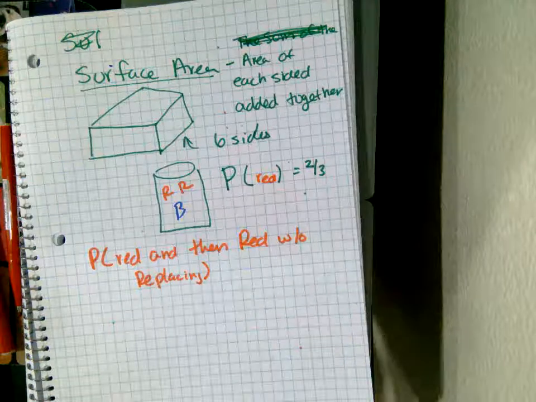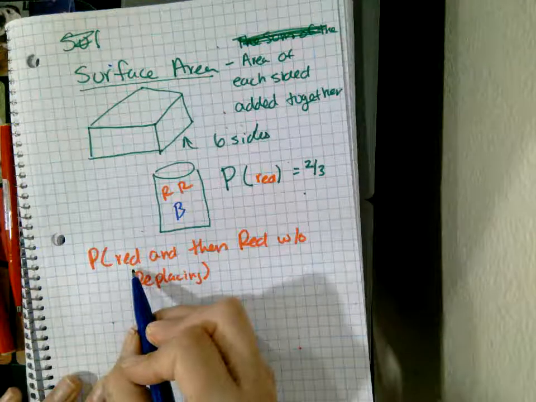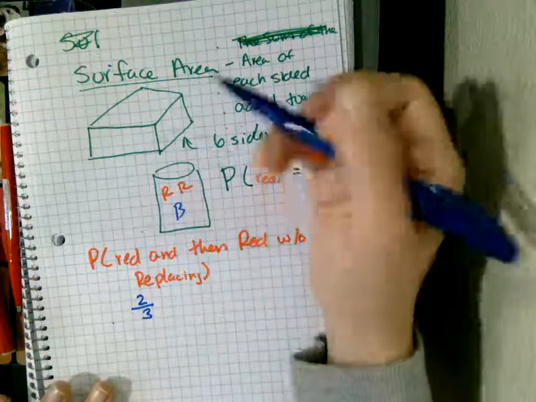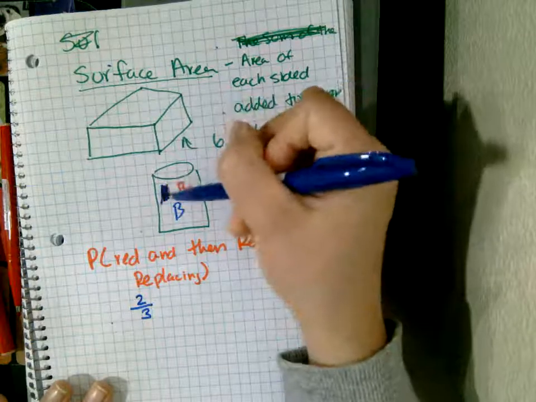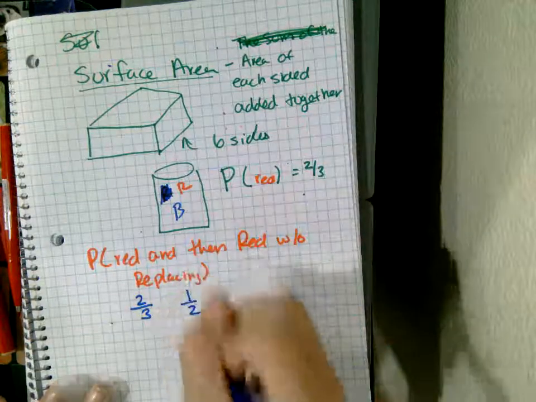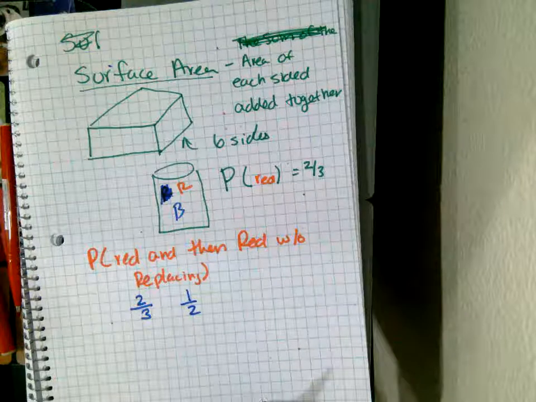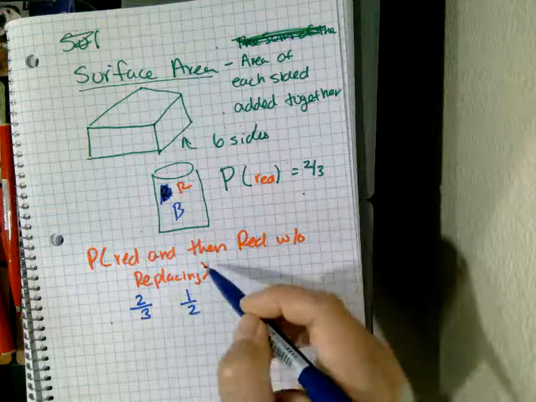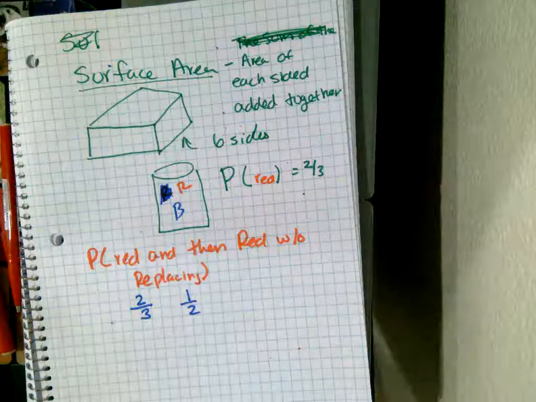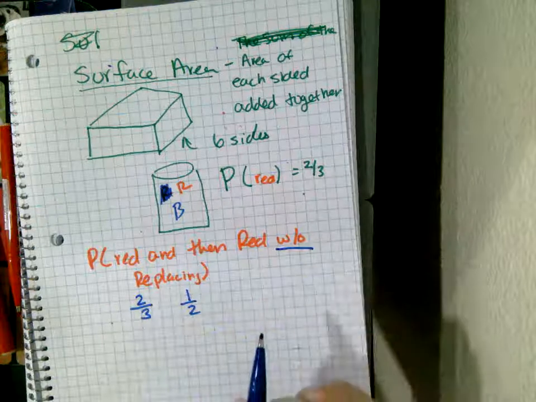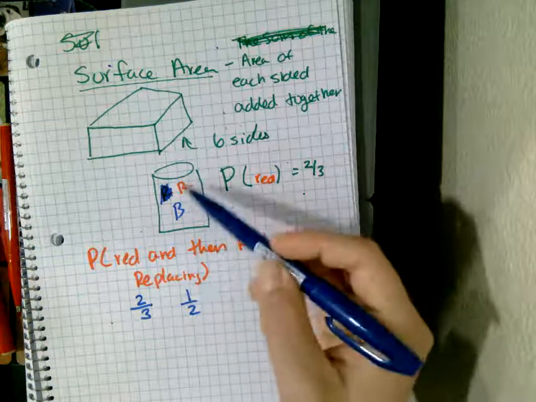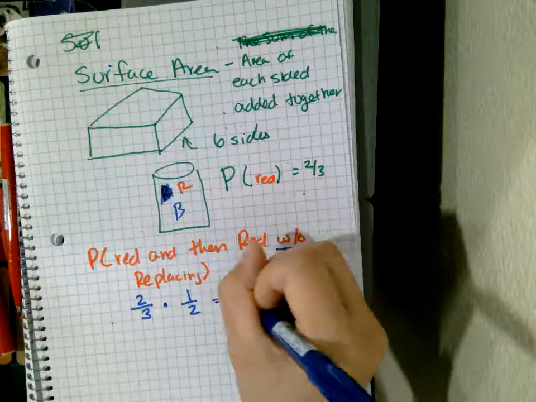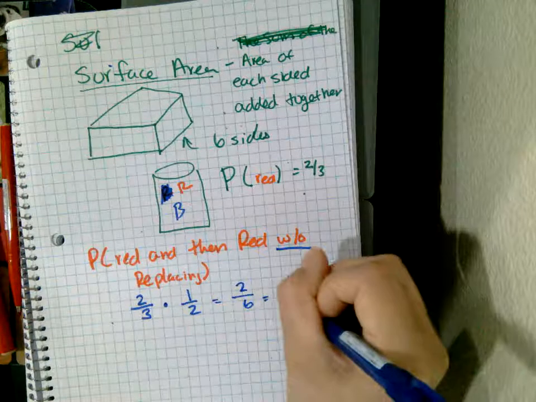So the probability of red on the first draw is 2 out of 3. But then on the second draw, if I draw a red and I don't put it back, I'm at 1/2. So the first draw, I have 2 out of 3 reds. But then on the second draw, I picked one, I got red, I throw it away. I don't replace it. I now have only 1 out of 2 reds. We multiply this together, we get 2 over 6, which is equal to 1/3.